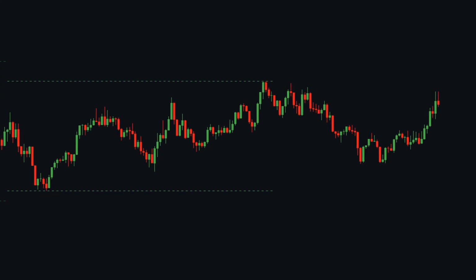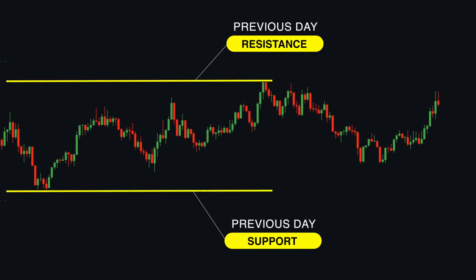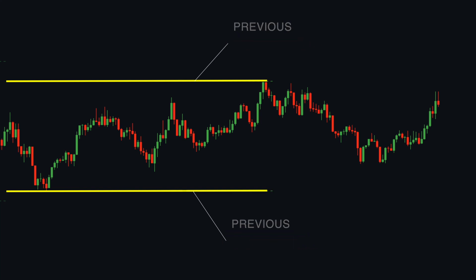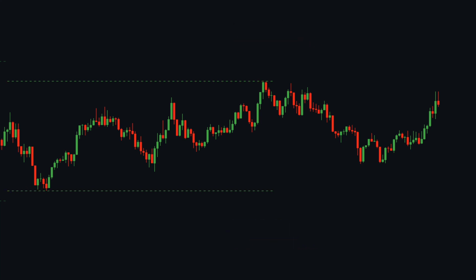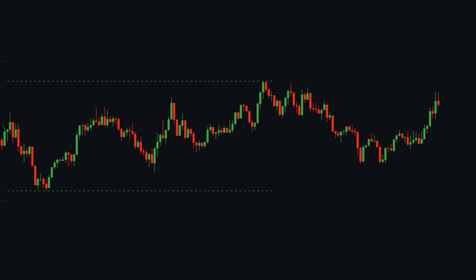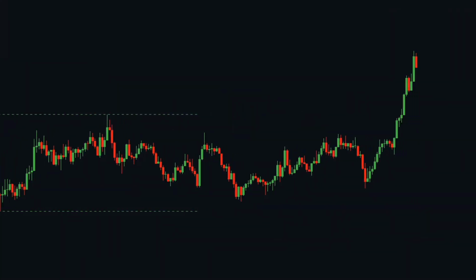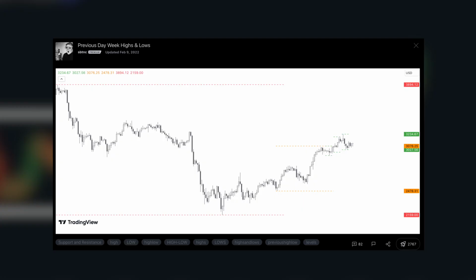Do you have yesterday's high and low marked on your charts at the moment? Chances are you don't. I am here to tell you those previous day levels are absolutely essential to be paying attention to. One of the most significant factors influencing price action is the previous day's high and low. These two levels serve as key reference points, providing valuable clues into the current market sentiment. Whenever I analyze price action, one of the first things I do is identify the highs and lows of the previous day. I use this indicator.